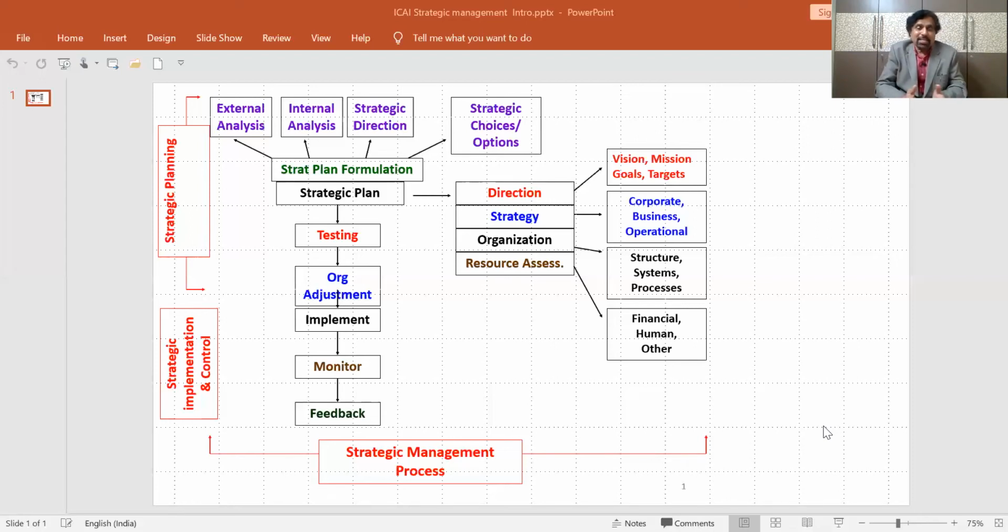So we do an external analysis through tools such as the PESTLE analysis, which is understanding the macro environment or the general environment. And to understand the internal environment, we have tools like strengths and weaknesses, identifying our competitive advantages, and ascertaining whether the competitive advantage that we have is sustainable or not.